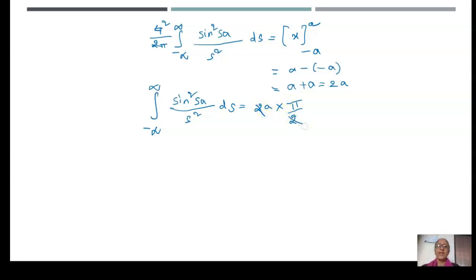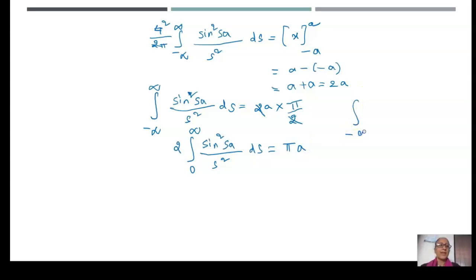This 2 and 2 will get cancelled, you get pi a. But here on left hand side, this is even function. Sine is odd function, but sine square is even function. So we can write it as 2 integral 0 to infinity sine square SA upon S square ds equal to pi into a.